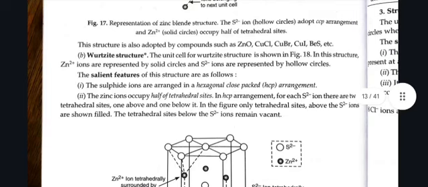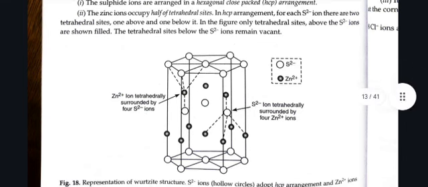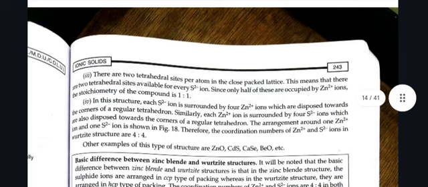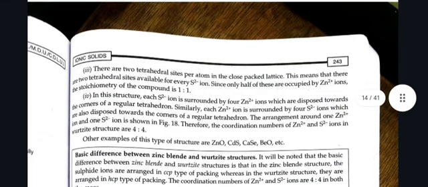In HCP arrangement, for each S²⁻ ion there are two tetrahedral sites, one above and one below it. In the figure, only tetrahedral sites above the S²⁻ ion are shown filled. The tetrahedral sites below the S²⁻ ion remain vacant. Figure 18: representation of wurtzite structure. S²⁻ ions in hollow circles adopt HCP arrangement and Zn²⁺ ions in solid circles occupy half the tetrahedral sites. There are two tetrahedral sites per atom in the close packed lattice. This means that there are two tetrahedral sites available for every S²⁻ ion. Since only half of these are occupied by Zn²⁺ ions, the stoichiometry of the compound is 1:1.